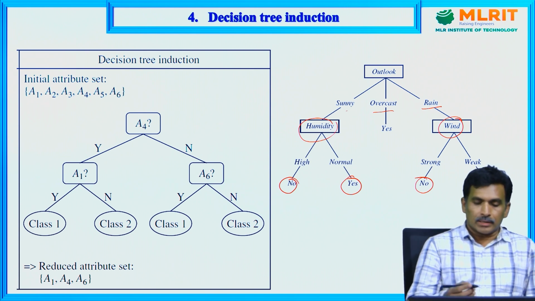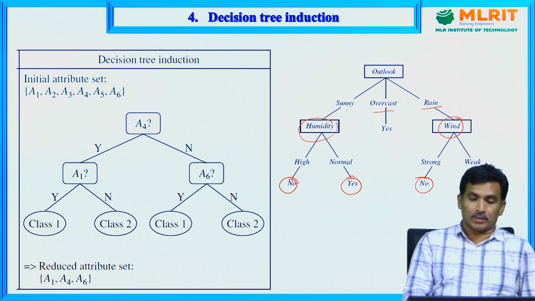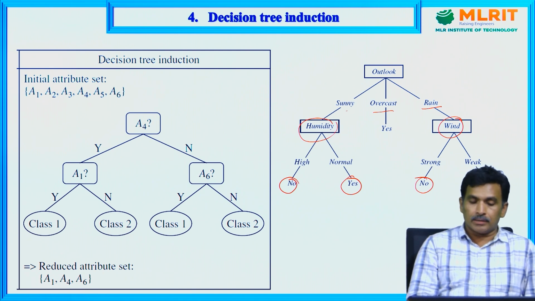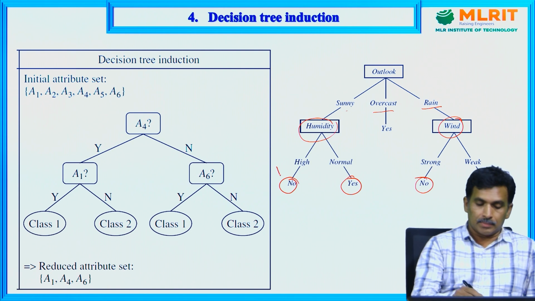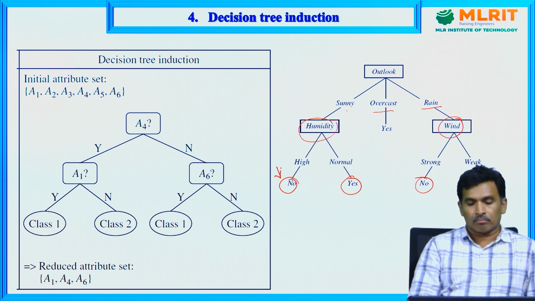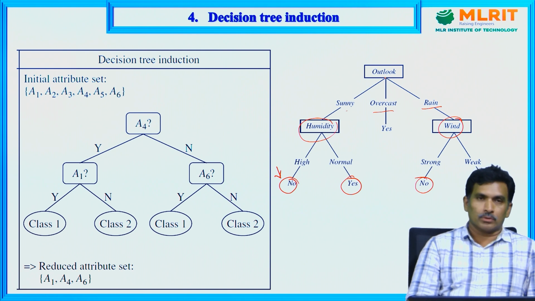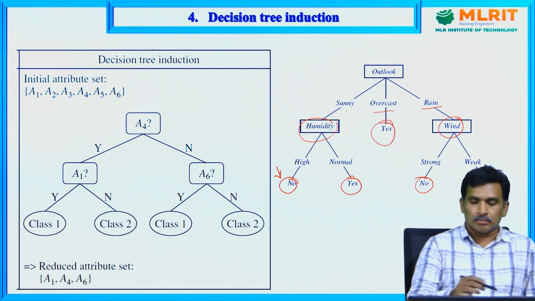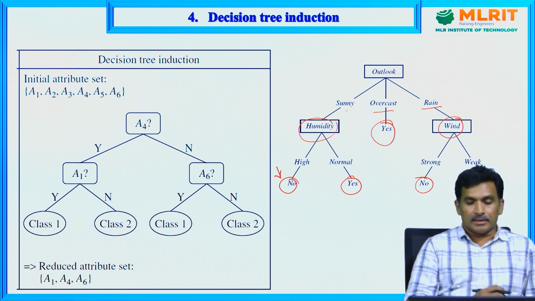This can also be represented in terms of if-then-else rules. If the outlook is sunny and the humidity is high, the team did not play the match. Similarly, if the outlook is overcast, most of the time the team plays the match irrespective of the values of sunny and rain.